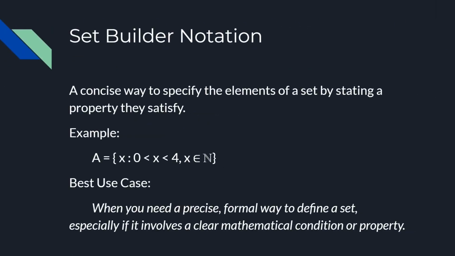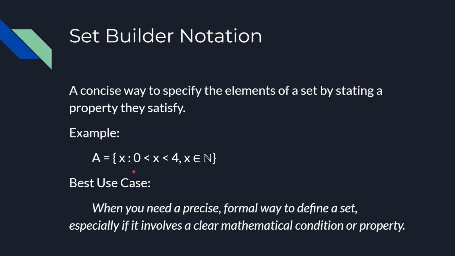Another method is set builder notation, which provides a formal and concise way to define a set. In our example, the curly braces represent a set. The colon means such that. x represents the elements of the set. This says 0 is less than x, which is less than 4, or x lies between 0 and 4. And this means that x is a member of the set of natural numbers.